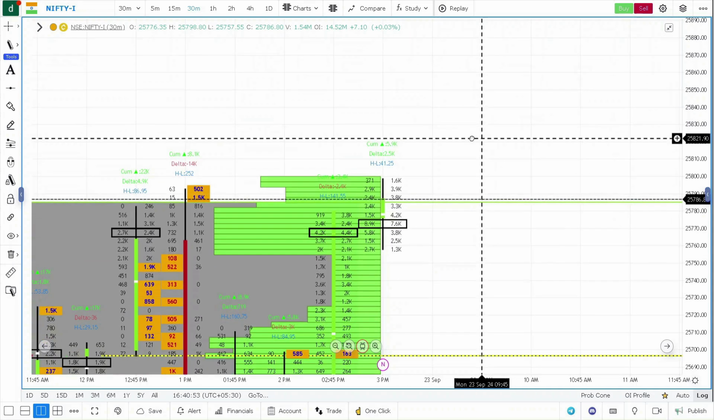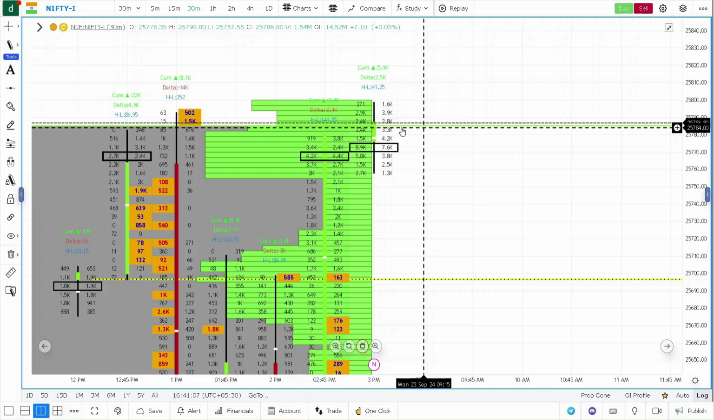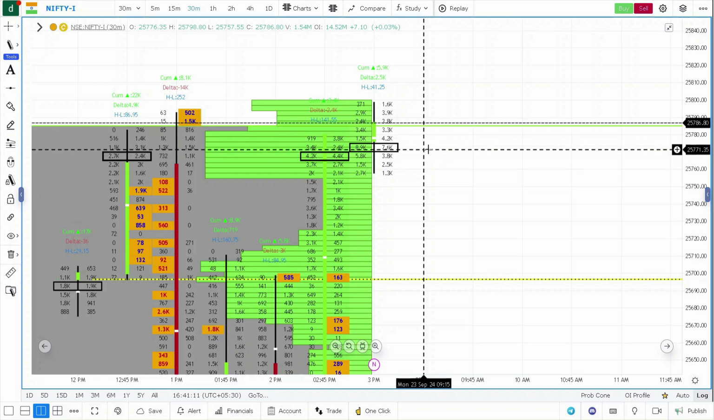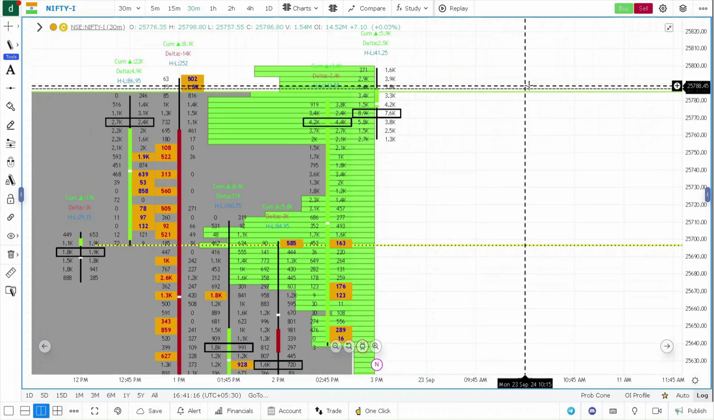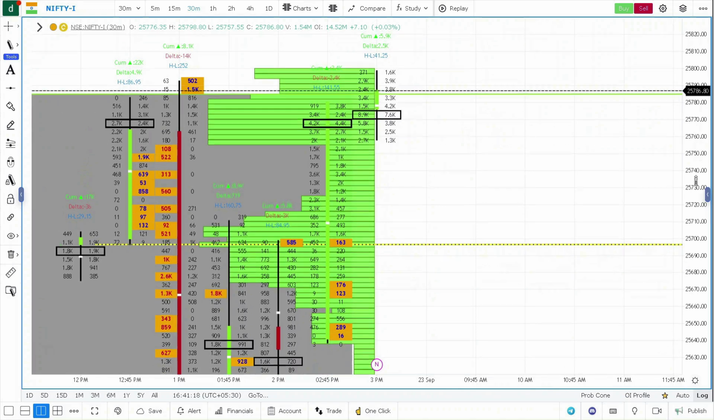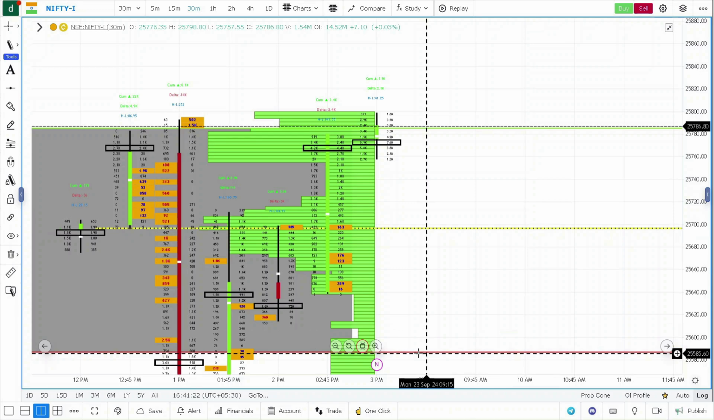If at all it doesn't come down below 25,780 levels in the first 1 hour, if at all there is going to be a flat opening around 25,780, which is the closing point, then look for the prices getting accepted inside this value area. If prices get accepted inside the value area, you will see the POC and you will see the value area low, which is at 25,580 levels.